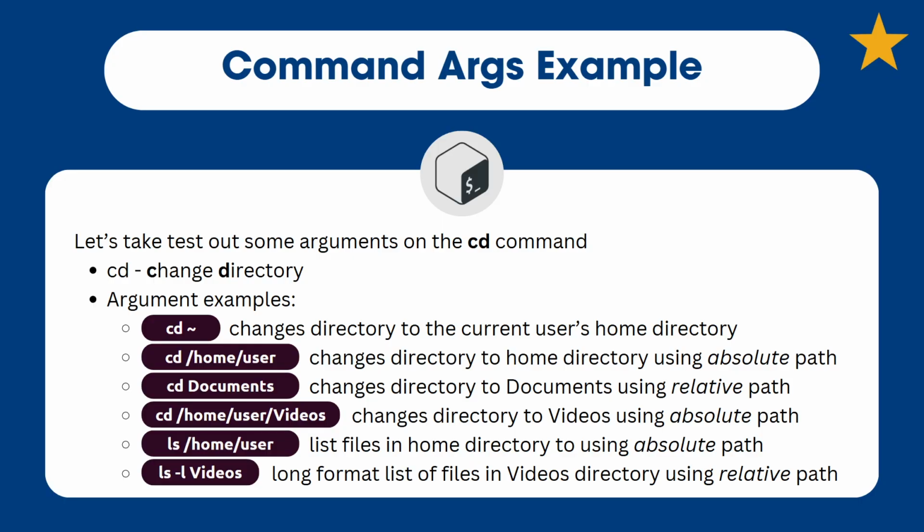If you want a list of files in the home directory, you could do ls /home/user. Of course, replace user with your own username. You could also just do ls and then the squiggly, which is a nice little shortcut. Let's say you want to do long format lists, right? The really detailed lists. You could do ls -l on videos, for example. So that would be an example of a relative path because I didn't start the path with a forward slash.